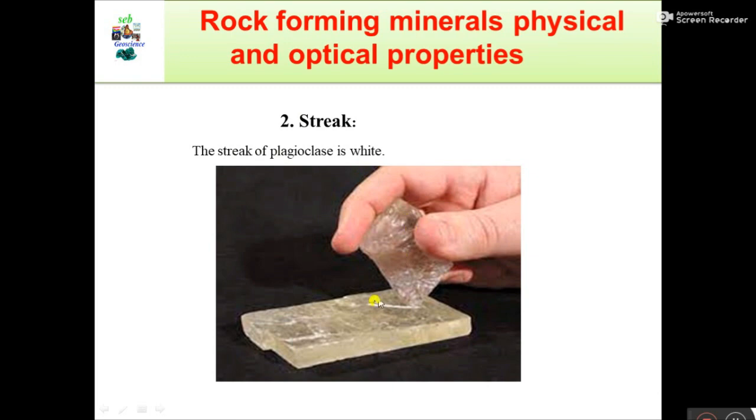So we have seen this. If the plagioclase mineral is scratched on the streak plate, this line is the streak color. So this is white. The streak of plagioclase is white. This is the diagnostic feature of plagioclase.